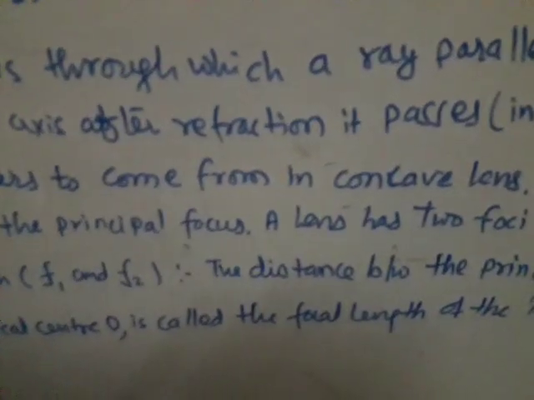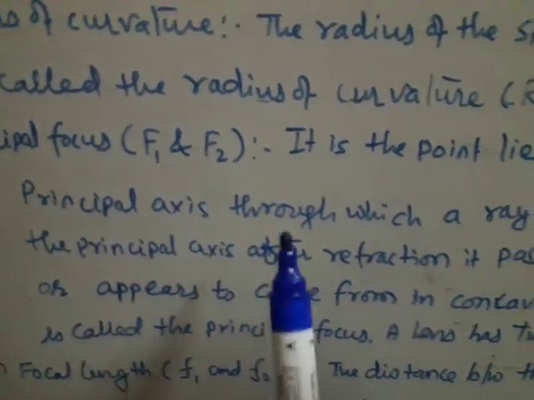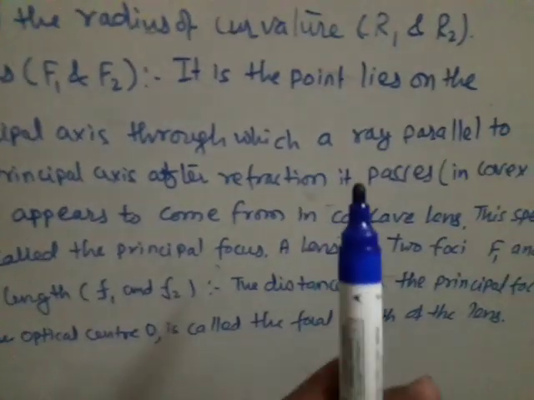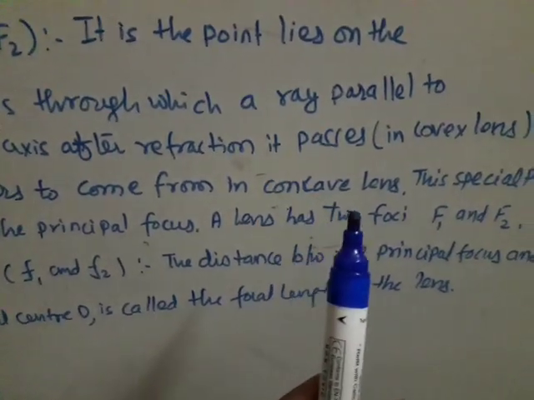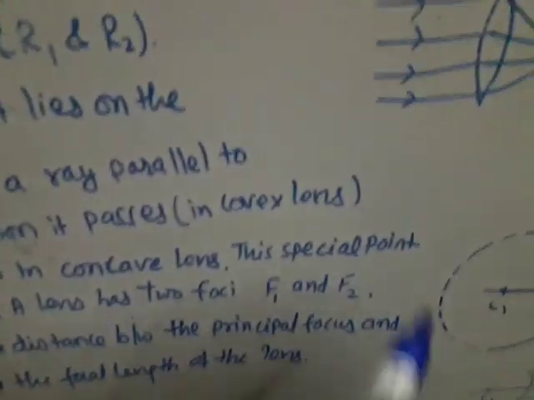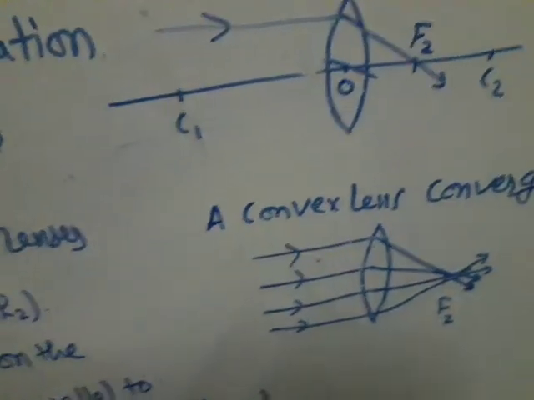Okay. Next is the principal focus, F1 and F2. It is the special point that lies on the principal axis through which a ray parallel to the principal axis passes after refraction in a convex lens. It is the special point through which a ray of light parallel to the principal axis passes after refraction. This is called the principal focus.